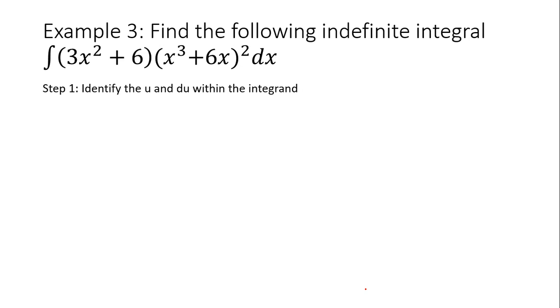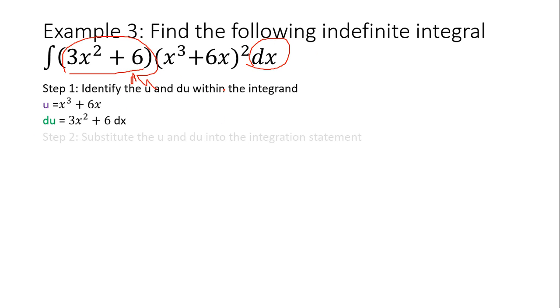We're going to identify u and the du within the integrand. So we want to make sure that we're looking for the u that has an exponent. It's being raised to something. So the u here is x cubed plus 6x. Its derivative is 3x squared plus 6. That's right here. There's our du. That's what we want. And remember that dx is part of this du. You see how the dx is inside the du? So when we do that substitution, the dx goes away.